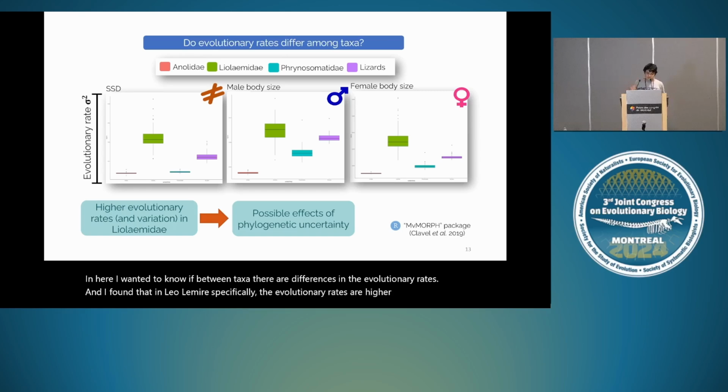But as you can see, the variation in this parameter distribution between trees from the posterior distribution is really wide. And I think that is maybe because of phylogenetic uncertainty, because this group exhibits a lot of introgression and hybridization that can increase phylogenetic uncertainty.